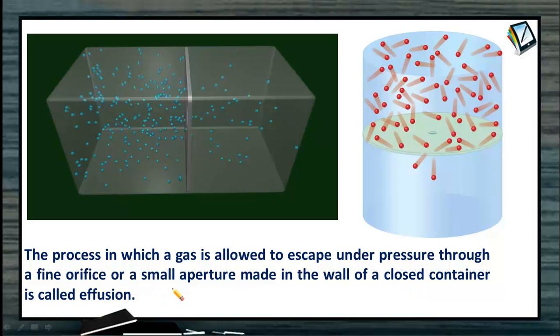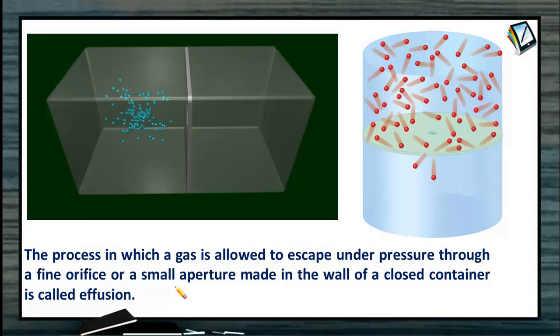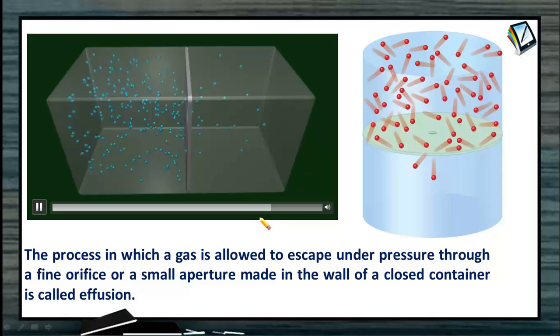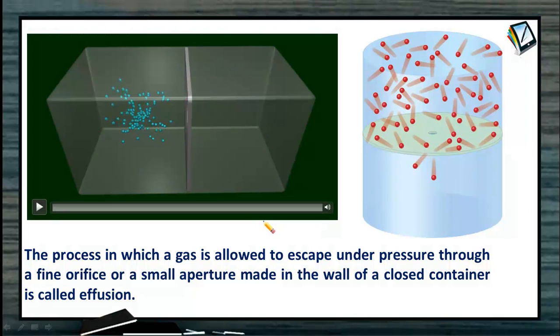So that is the basic difference between diffusion and effusion. What is diffusion? It is a spontaneous intermixing of gases to form a homogeneous mixture. Irrespective of the Earth's gravitational force, these gas molecules move randomly and occupy the entire available space. And if this diffusion takes place through a small aperture under high pressure, that is called effusion.